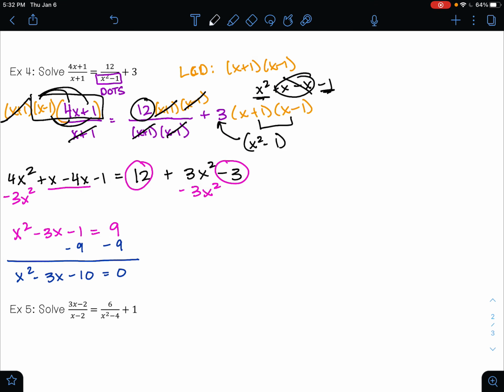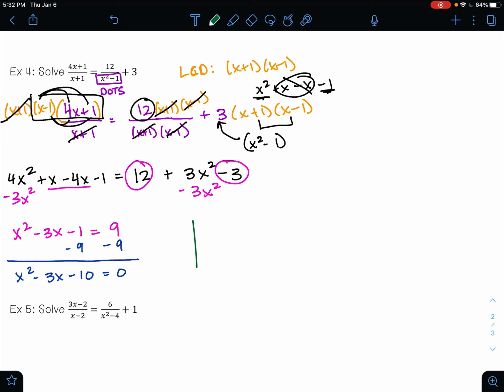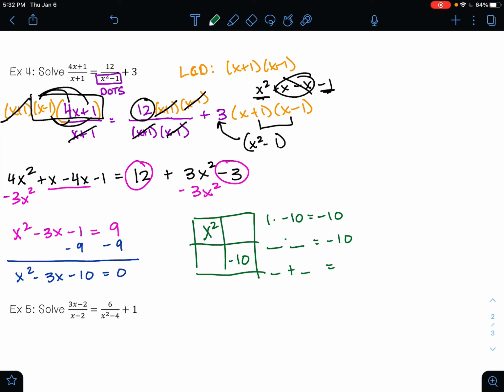So there's no GCF. Let me use a different color. And so let's see. First term goes in the first box. Last term goes in the last box. 1 times negative 10 is negative 10. So here I'm looking for factors of negative 10 that add to negative 3. So that's going to be negative 5 and positive 2.